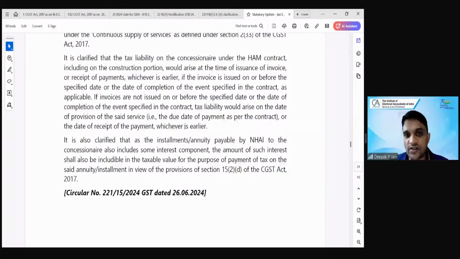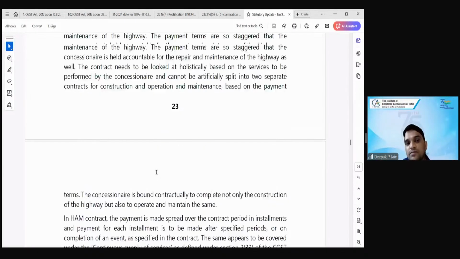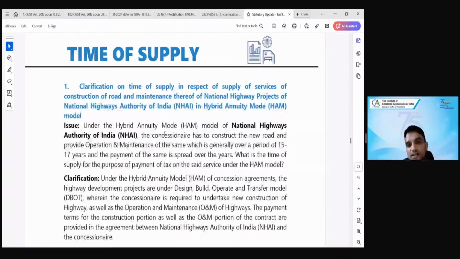Clear? Any doubts in this or any similar example? Because once we understand this, it is definitely important from your exam perspective. But to understand continuous supply of service also, it is important to discuss here.